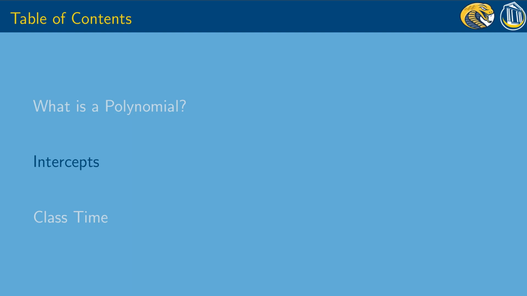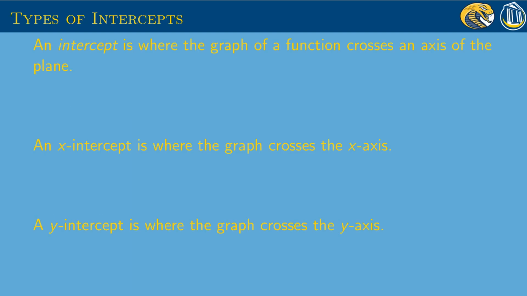Let's talk about intercepts. For any polynomial function, an intercept is where the graph of the function crosses one of the axes in the plane. Specifically, the x-intercept or x-intercepts is where the graph crosses the x-axis. Functions can have 0, 1, or several, up to the degree of the polynomial, number of x-intercepts.